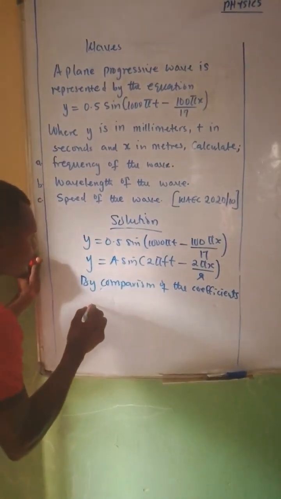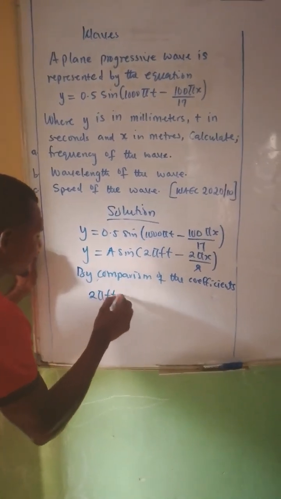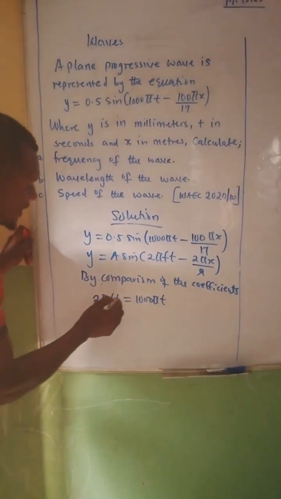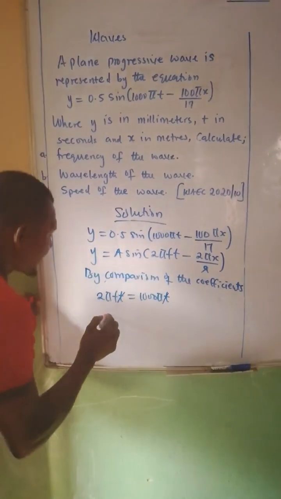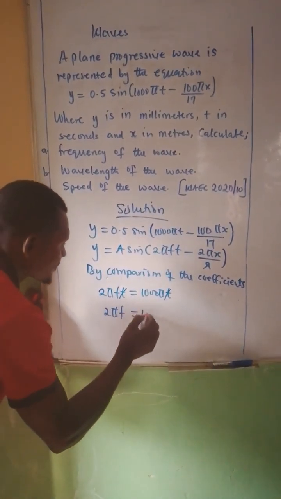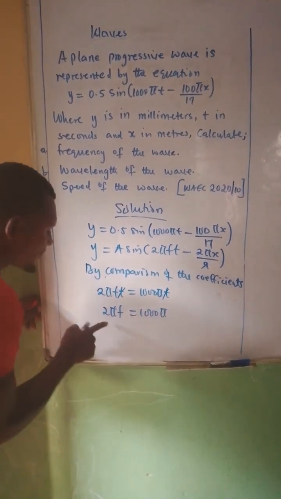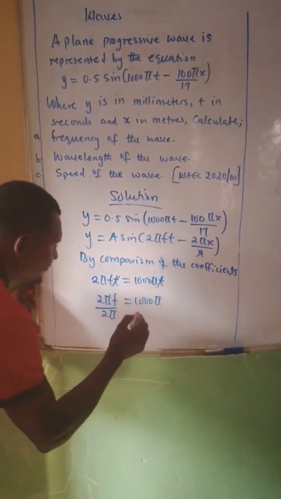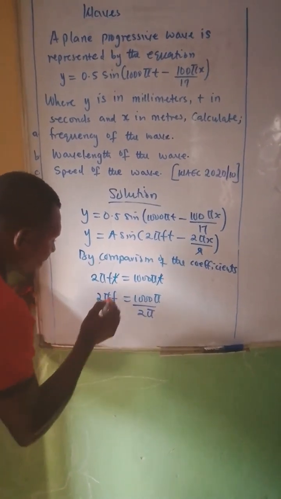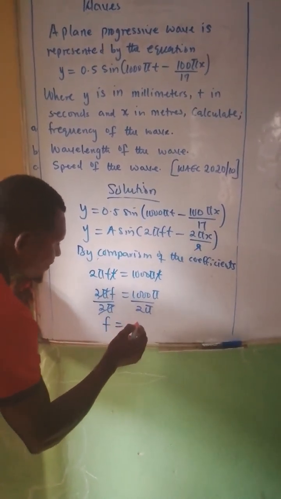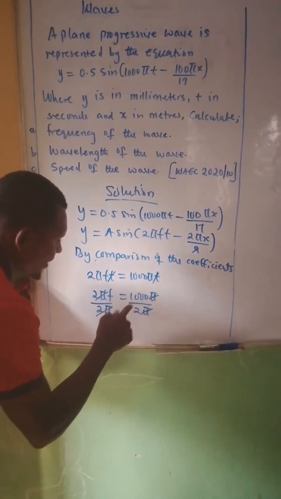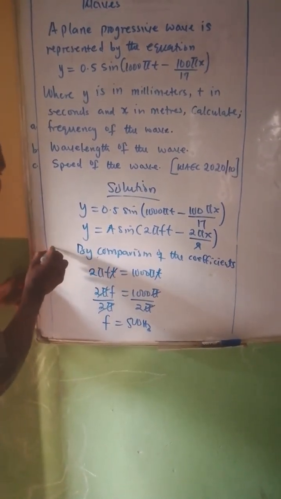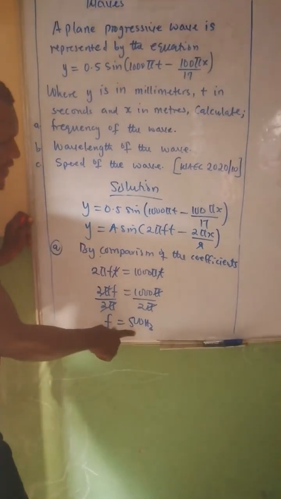So we can write 2 pi f t is equal to 1000 pi t. Now, when you divide both sides by t, t will cancel out. Then we are left with 2 pi f is equal to 1000 pi. So dividing both sides by 2 pi will give us the value of f. This 2 pi will cancel out. Then we are left with f is equal to, pi will cancel pi, then 1000 divided by 2 will give us 500 hertz. So this is the frequency as required in the question.